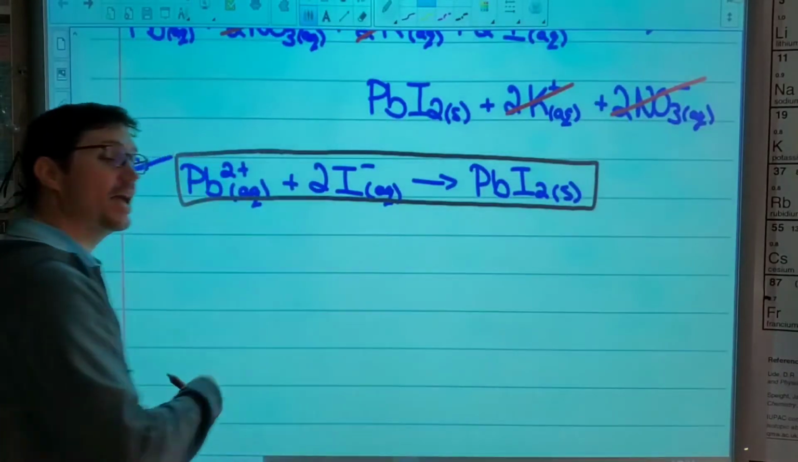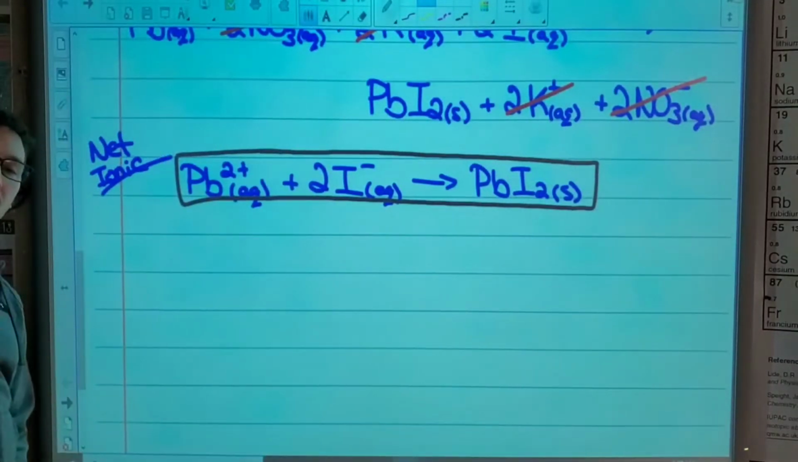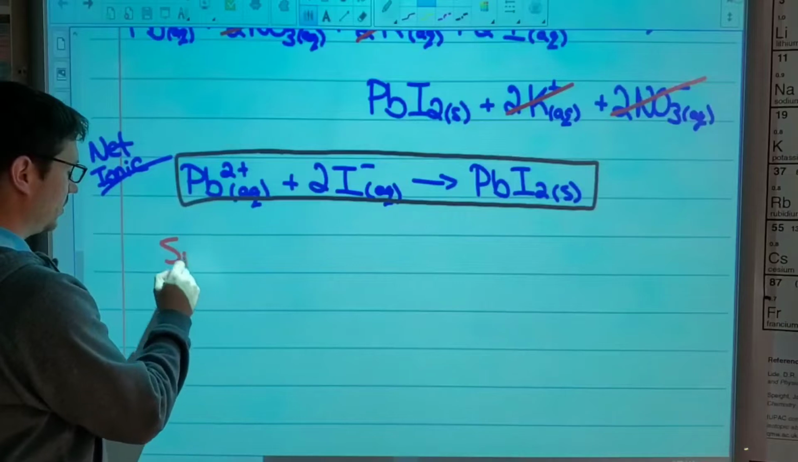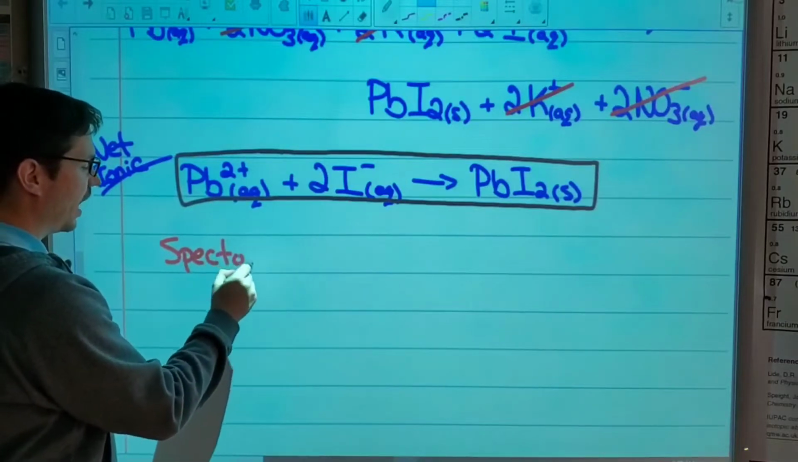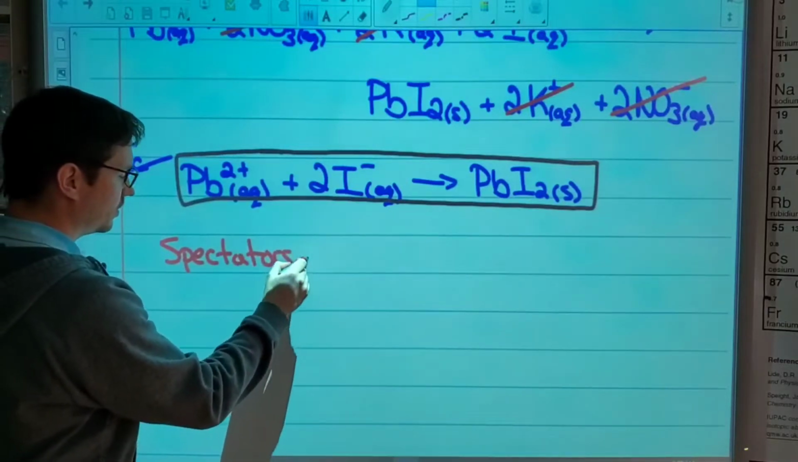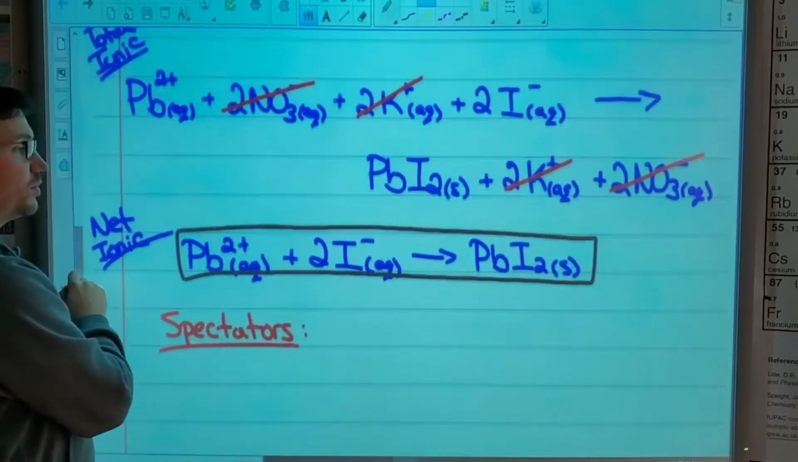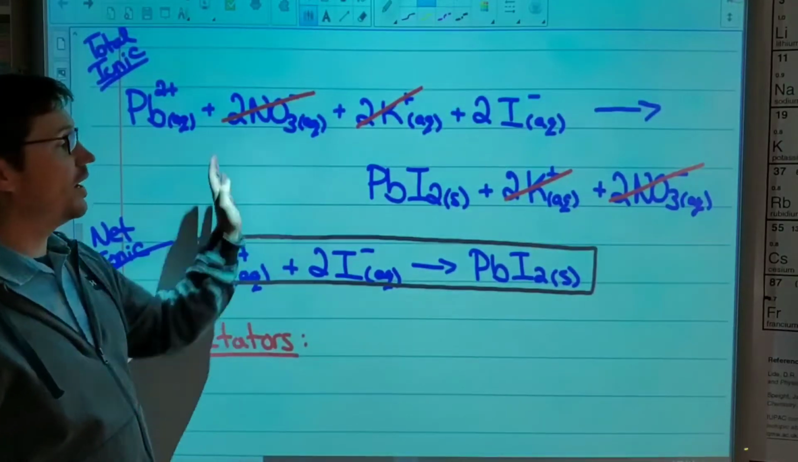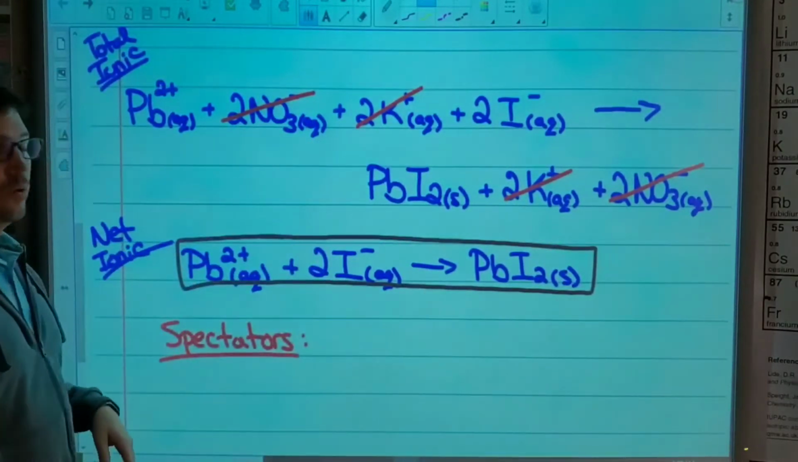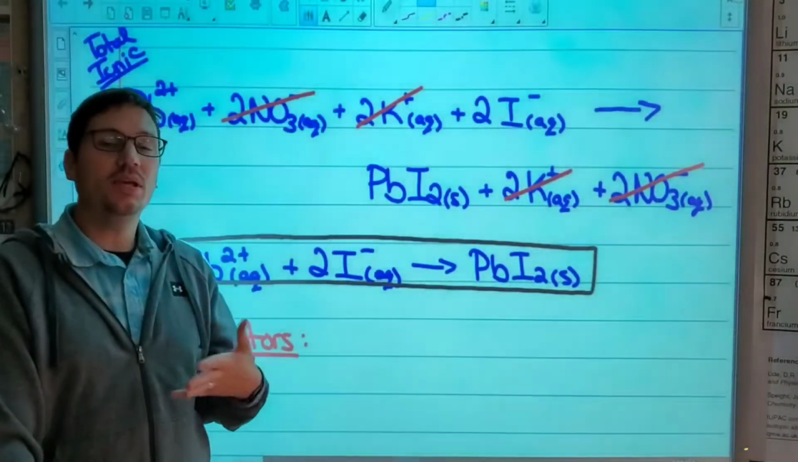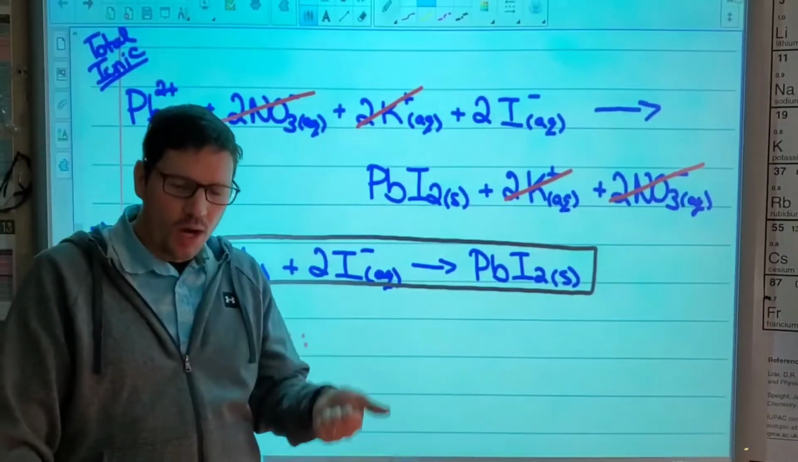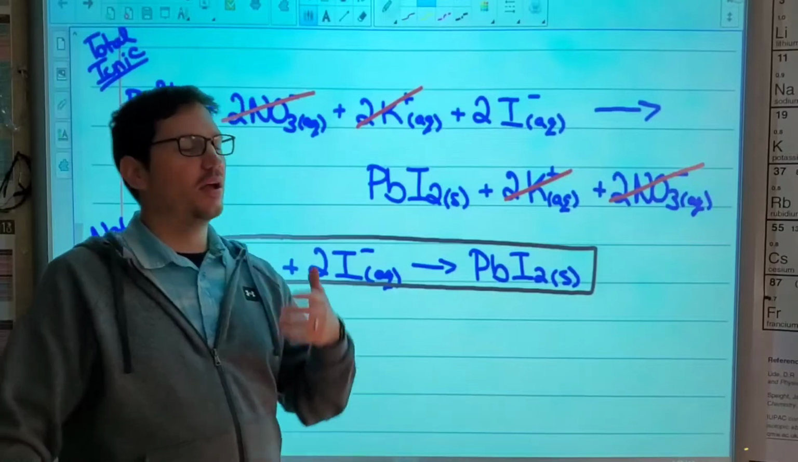A lot of the time, a question will ask you, what are the spectators? What are the spectator ions? In this particular reaction, the spectators are whatever we crossed off. So just list them off. Just tell me if something was or wasn't a spectator.